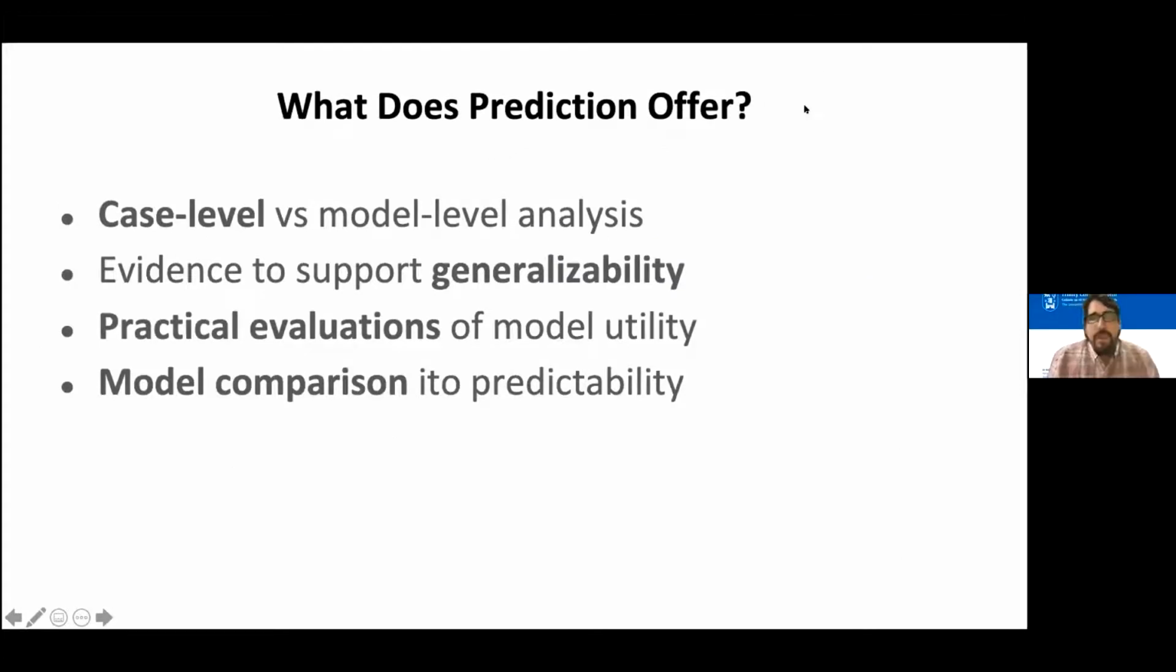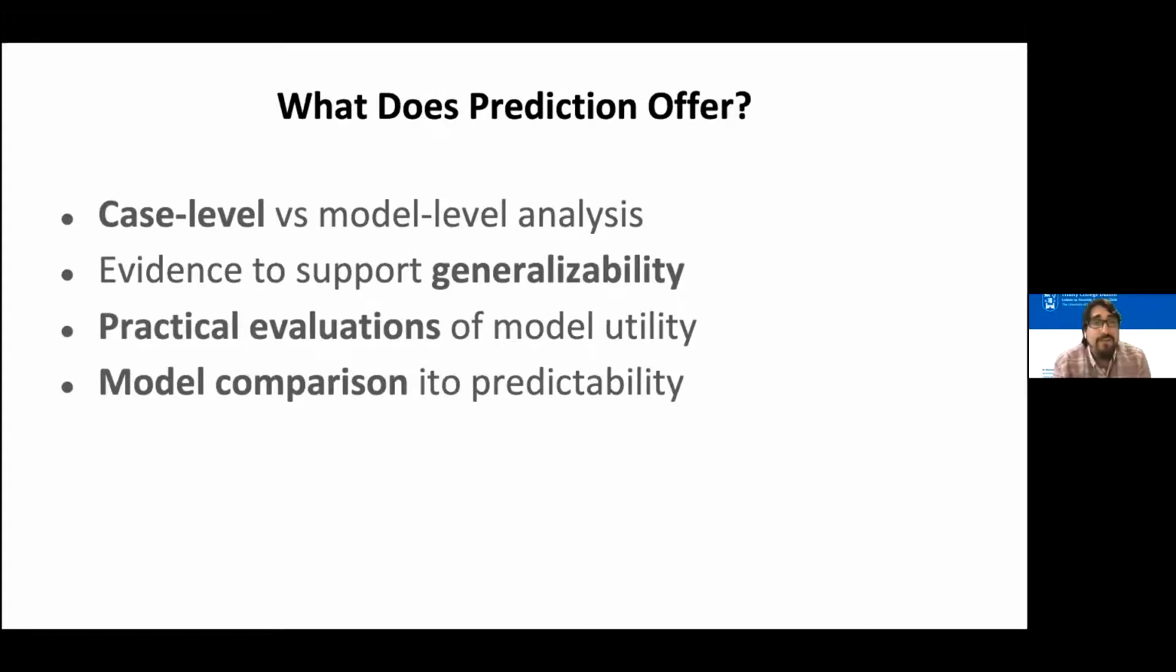Okay, so I think time is drawing close. So I just want to throw out some takeaways from my discussion. Why would we conduct prediction on our models? Well, first of all, it gives us a case-level versus a model-level analysis. The model-level analysis is very important. There's nothing to be taken away from that. But it's of value for us also to analyze the case level, to look at things like residuals and predictive error. Are there cases that are outliers in terms of predictive error? How do these cases relate to the data?